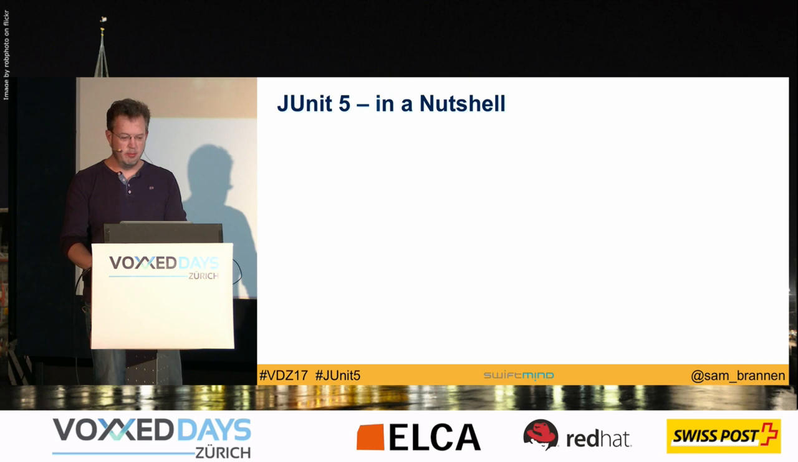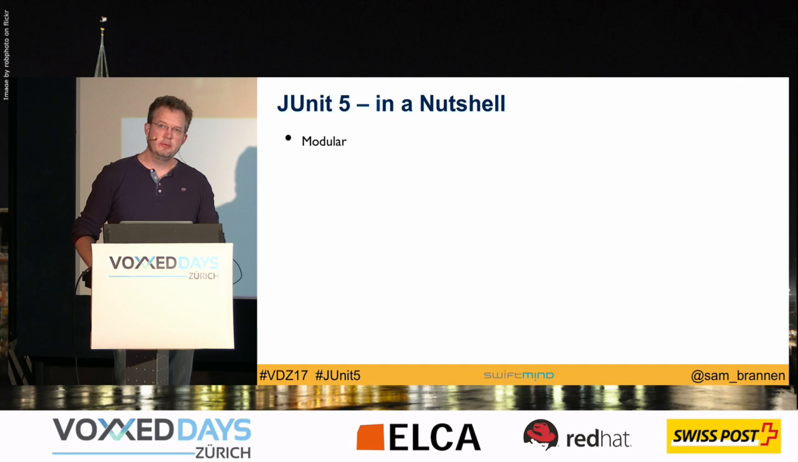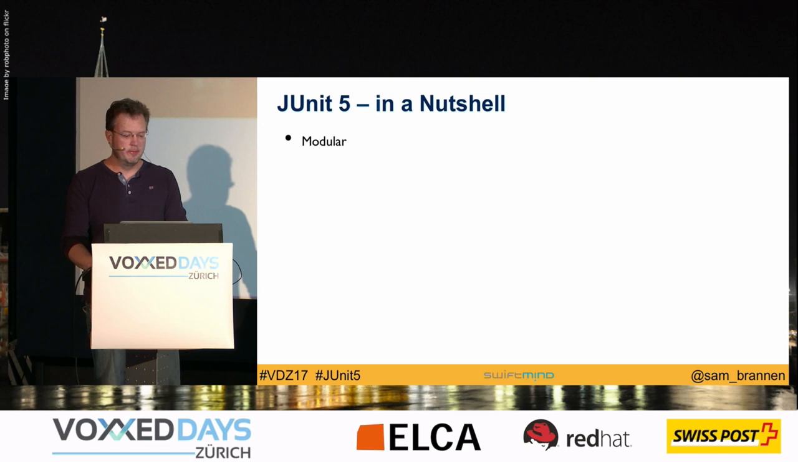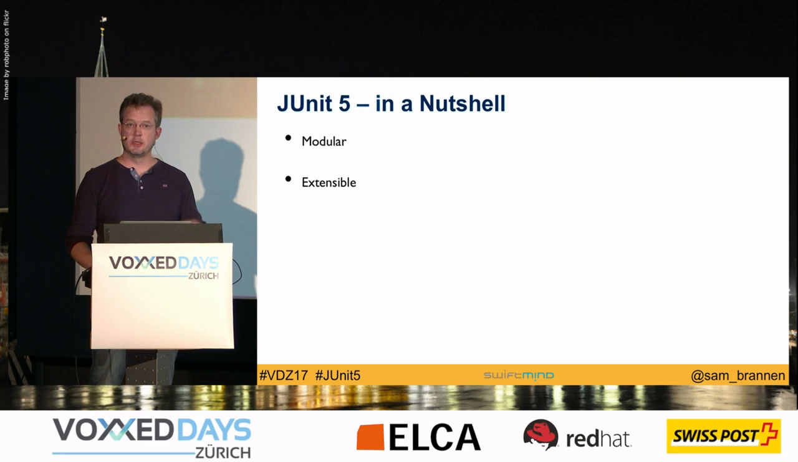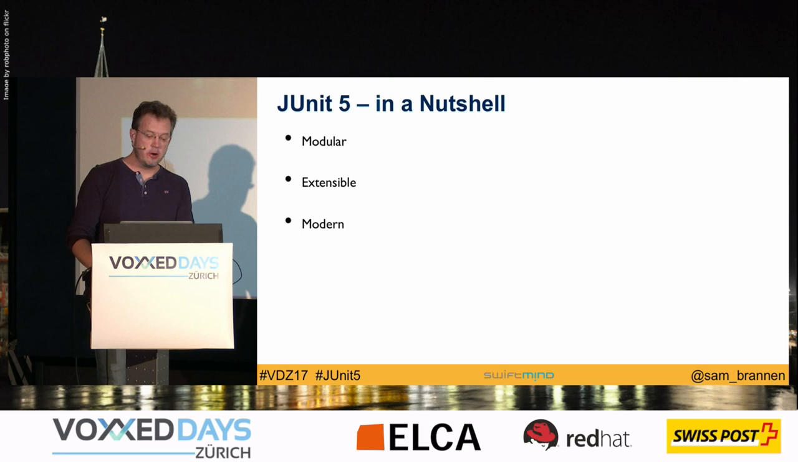JUnit 5 in a nutshell, what is it? It's modular, or at least we like to think it's modular. You'll see in a diagram in a bit that we at least have several modules. It's extensible. That is one of the main focuses for me personally. That's one of the reasons that I was basically invited to the team, because of my experience with Spring. Spring's testing support is very modular and extensible. You can have third-party extensions to that. And so I've taken some of my learnings from there and helped guide the extension model for JUnit 5. Modern, at least we like to think it's modern. At the very least, it uses Java 8, and we do make use of streams and lambda expressions internally. We also allow lambda expressions and streams to be used in testing as well.